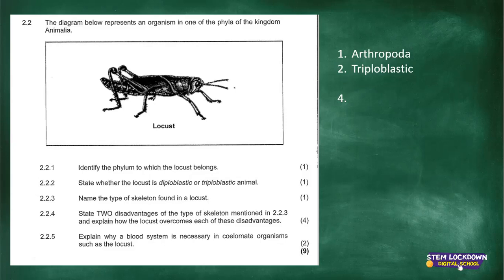Then 2.2.3, name the type of skeleton found in a locust. What type of skeleton is found here? Locust, arthropoda, what types of skeletons do you find? Exoskeletons. The difference between them and us human beings and other mammals we know is that we have an endoskeleton. Their skeleton is outside, providing a shield for their bodies. Ours are inside the body, providing us with the structure and support. 2.2.4, state two disadvantages of the type of skeleton mentioned in 2.2.3 and explain how the locust overcomes each of these disadvantages. So we need to take two disadvantages of the exoskeleton.